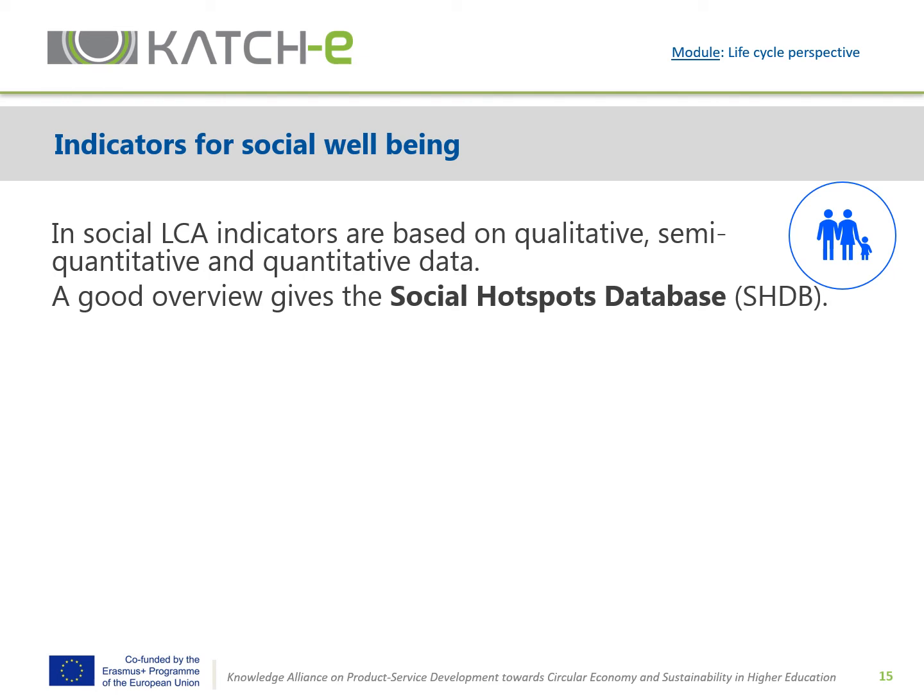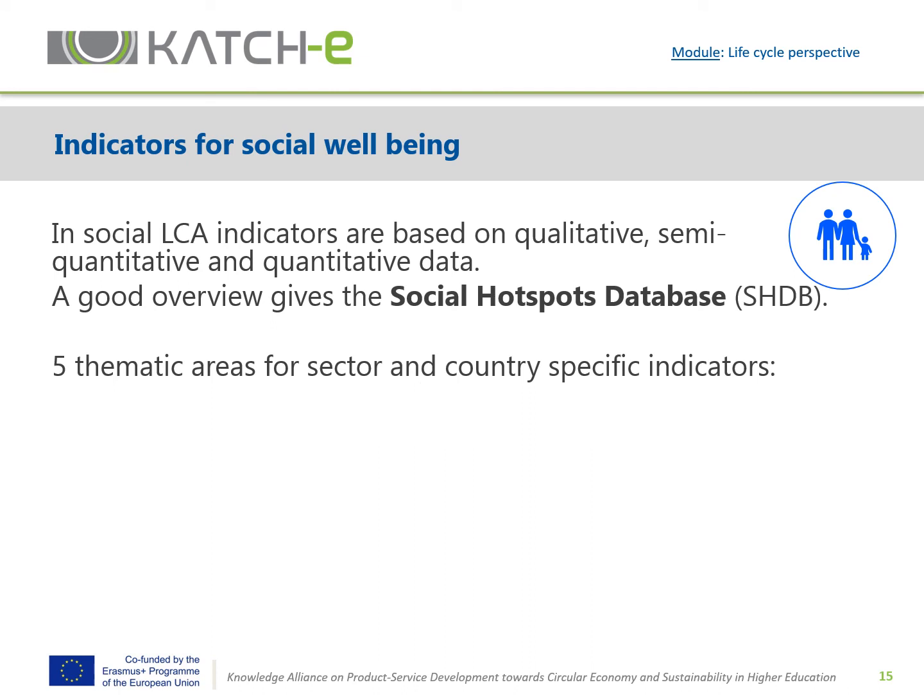Compared to environmental issues, many social issues are difficult to quantify. In social LCA, indicators are based on qualitative, semi-quantitative and quantitative data. The Social Hotspots database gives information on the indicators and support for their measurement. There are 5 thematic areas for sector and country-specific indicators.